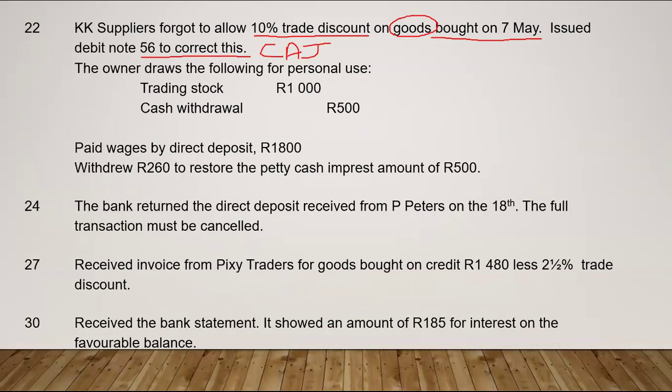The owner draws the following for personal use, that is drawings. Drawings of trading stock, we don't know where that will be recorded. I guess we'll learn later. But drawings of cash goes to the CPJ. So we will not record that because we don't know where it will go. But the withdrawal of cash for personal use goes to the CPJ.